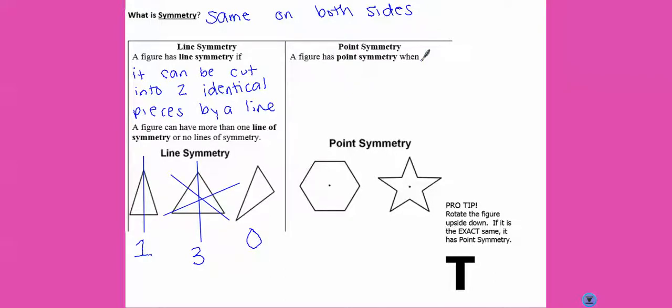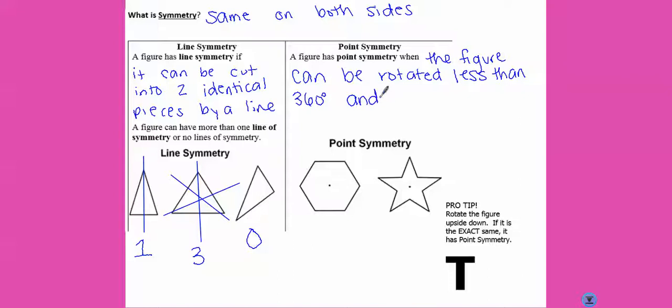A figure has point symmetry when the figure can be rotated less than 360 degrees, so less than all the way around, and land upon itself.